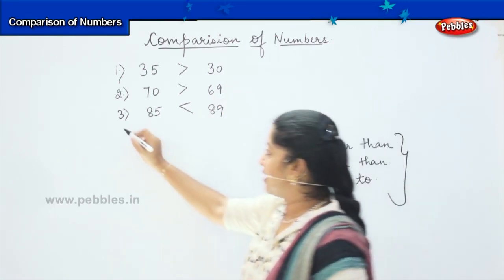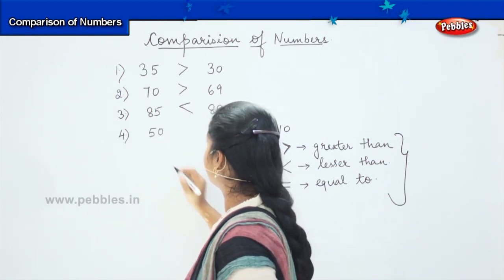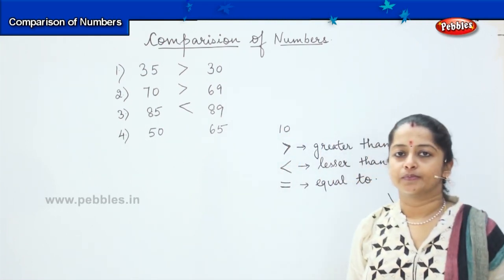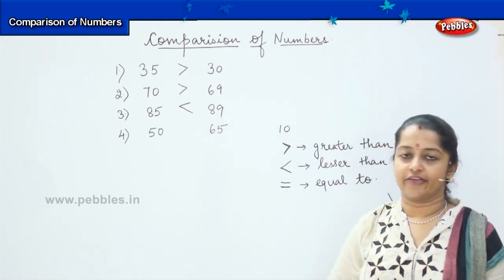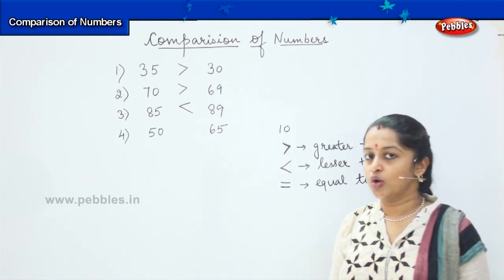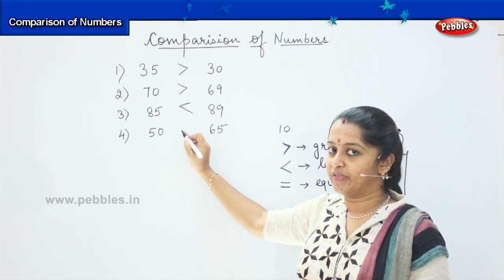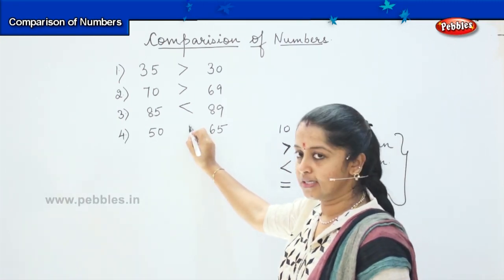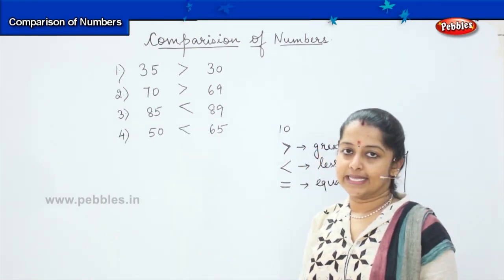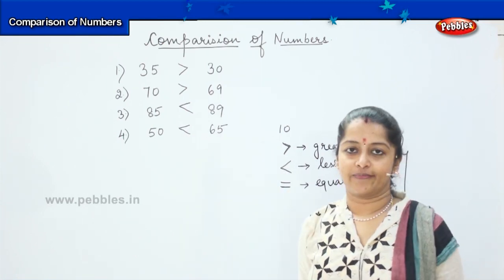Here comes your next question. 50 and 65. Can you tell me which one is greater? Is it 50 or 65? Good, it is 65. So, will my symbol come towards the right or left? Think and say. It will come towards this side, yes. And I can say that 50 is lesser than 65.